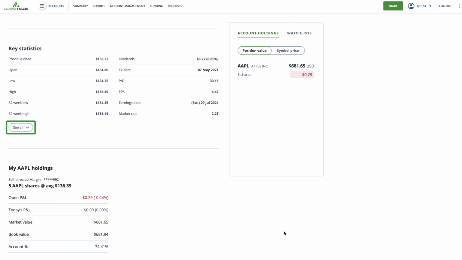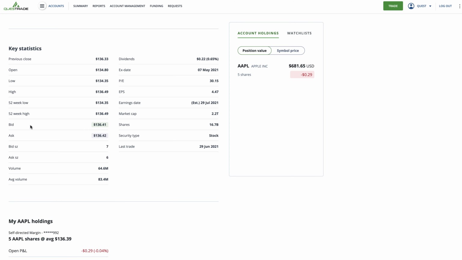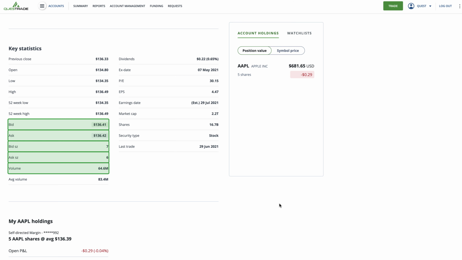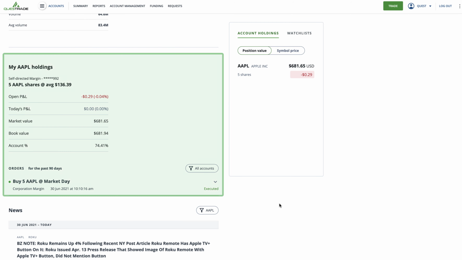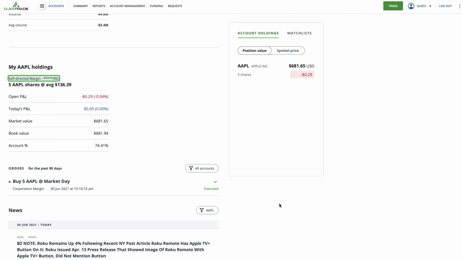For even more information, you can click the See All button to view bid price, ask price, bid size, ask size, volume, and more. You can use learning mode to learn more about what these mean. Further down, if you're viewing a stock or ETF you own shares in, you'll get additional information on your specific holdings of that particular security. You'll see the account that the shares are held in, the number of shares you own, and the average price you purchased them for. You'll also see your open profit and loss, referred to as open P&L.